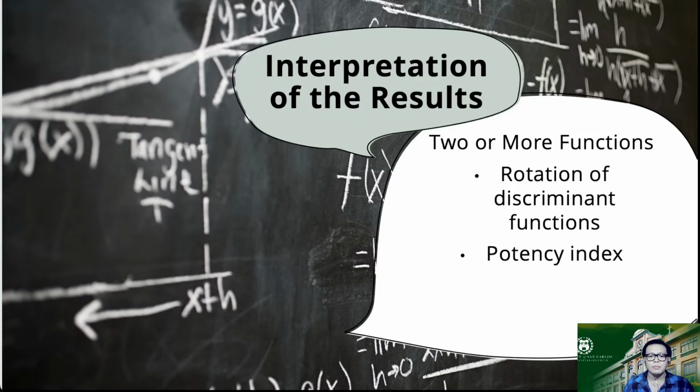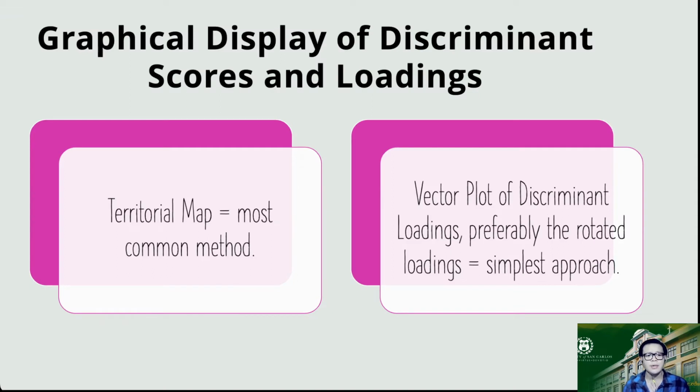There are two or more functions that we need to consider. First is the rotation of the discriminant function and then the potency index. Later, I will show you how important it is to compute the potency index, because this would determine the discriminant value after we've come up with the final result of the computation. So, graphical display of discriminant scores and loadings. We have the territorial map, which I mentioned is the most common method, and we also have the vector plot of discriminant loadings, preferably the rotated loadings, and it's actually the simplest approach.